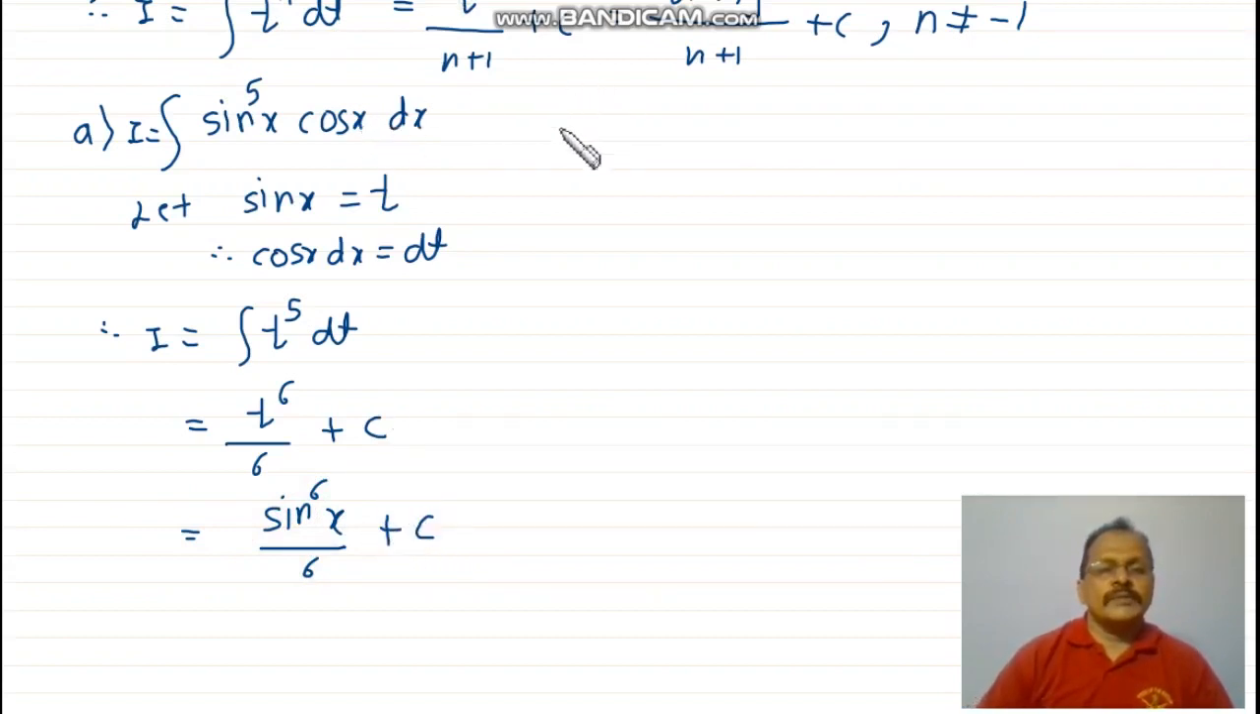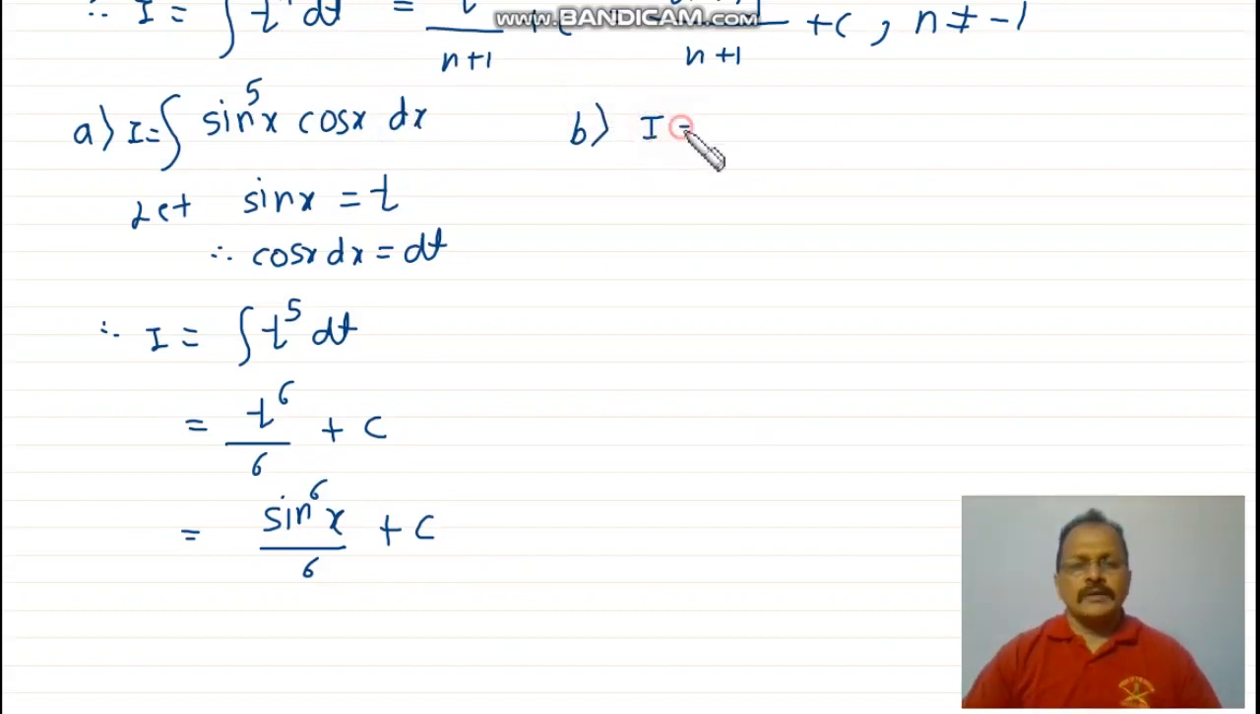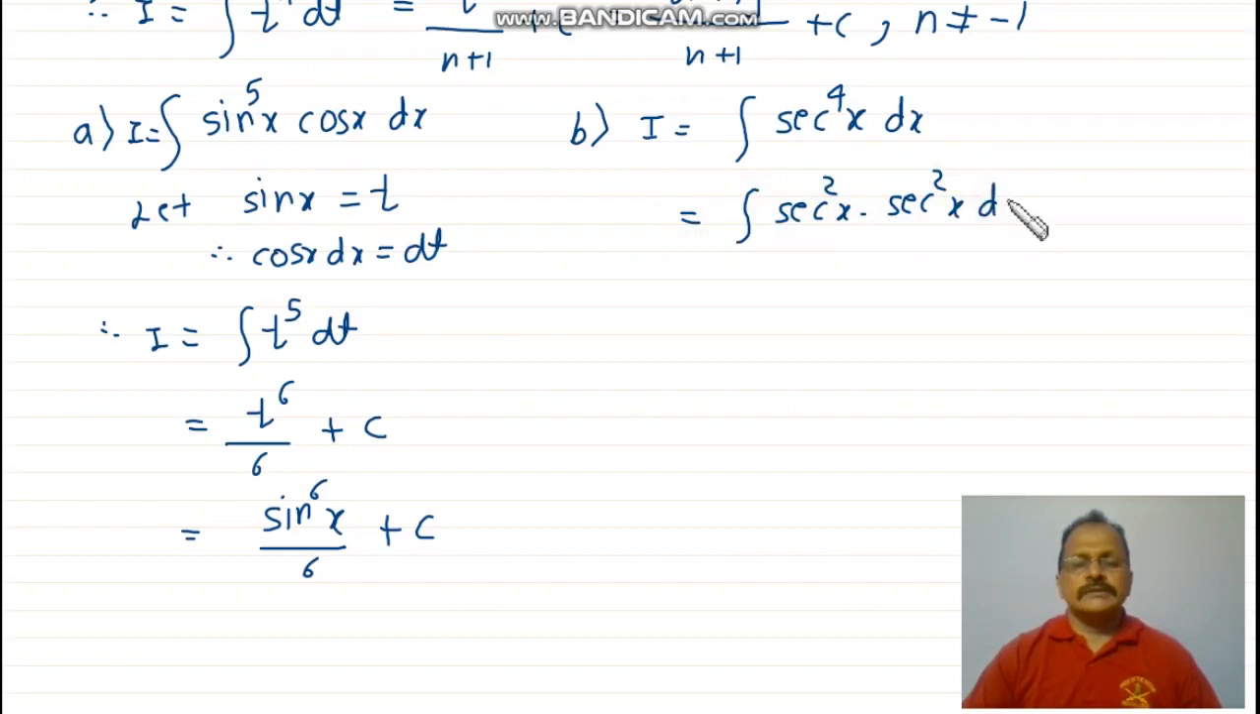One more problem to explain the same corollary. I equals to integration sec raised to 4 x dx. This is equal to integration sec square x into sec square x dx, equal to integration tan square x plus 1 into sec square x dx.